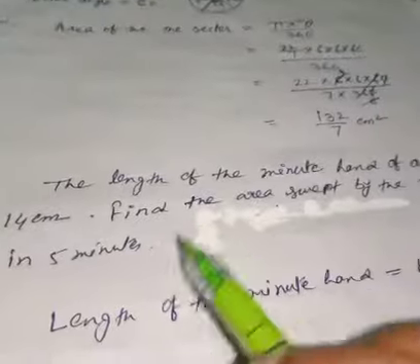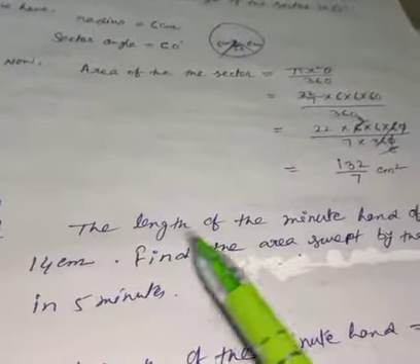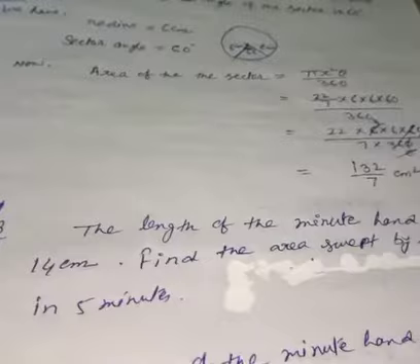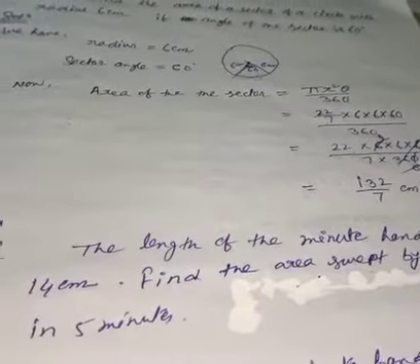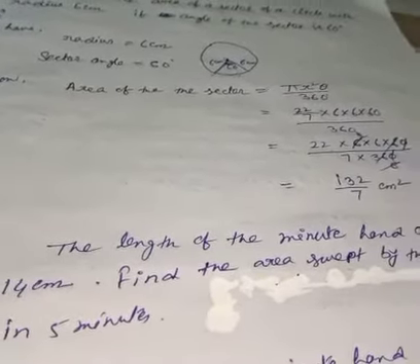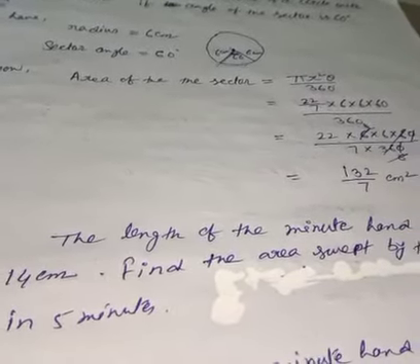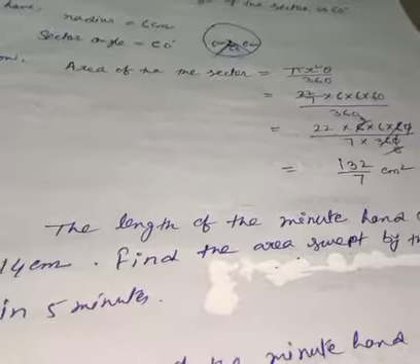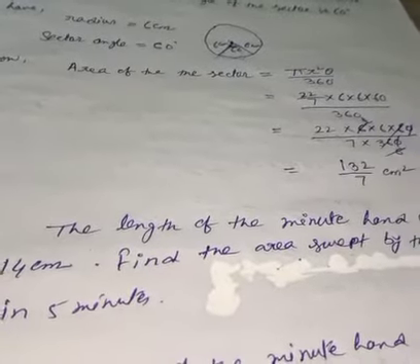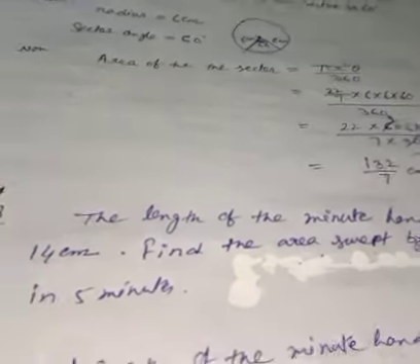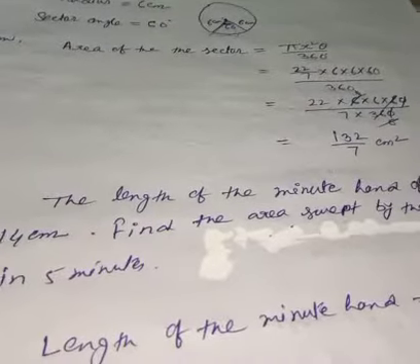Next, question number 3. The length of the minute hand of a clock is 14 centimeter. Find the area swept by the minute hand in 5 minutes. Try to understand the question first. Length of the minute hand of a clock.